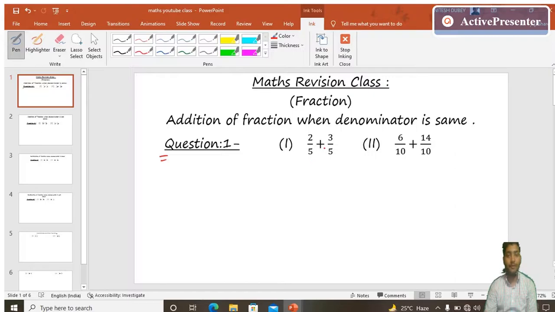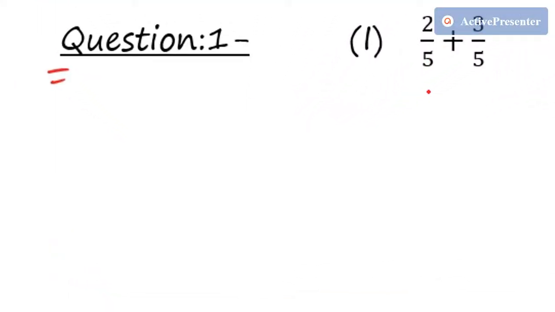2 by 5 plus 3 by 5. Now you can easily say here that in both of the fractions that we are going to add, the denominator is the same. So because the denominator is the same, you will have to follow two processes. First process, just leave the denominator as has been given in the question. So in this case, the denominator is 5. So according to the first step, leave the denominator the same as has been given in the question. So we are leaving 5 here.